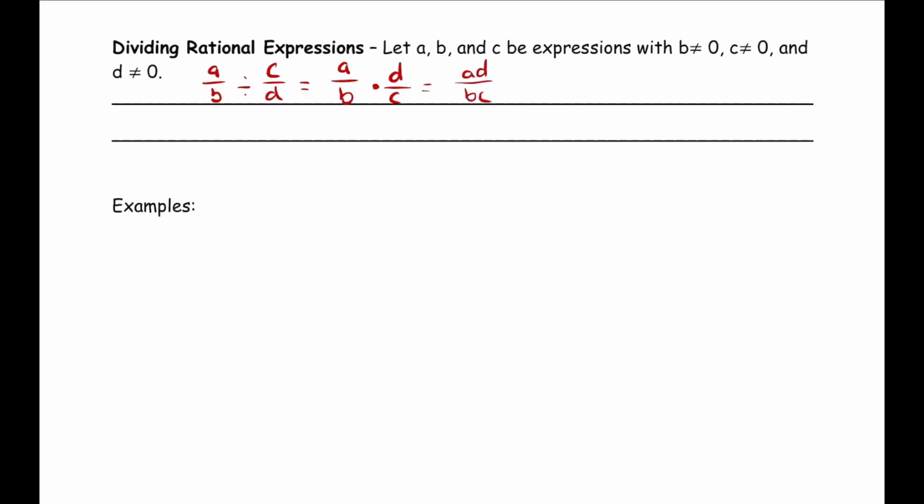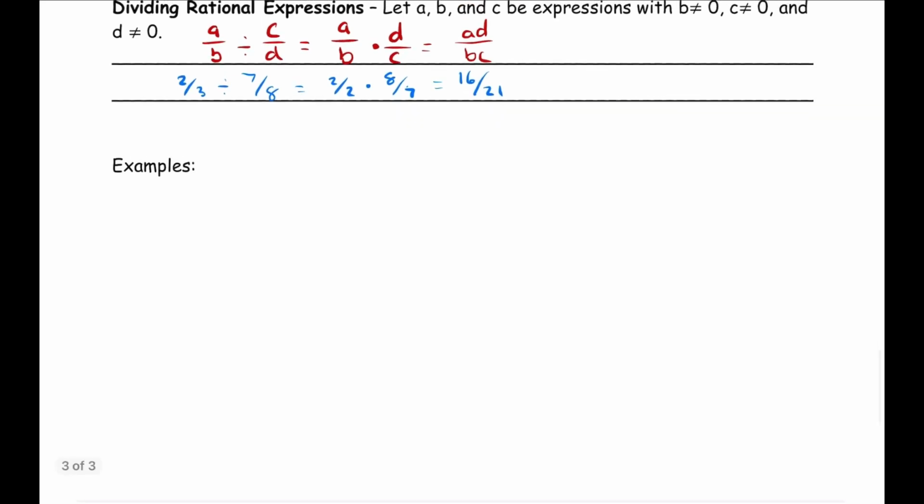Now, when you were in elementary school, you may have learned it as keep, change, flip. So 2/3 divided by 7/8. We would keep that first number the same, 2/3, change it to multiplication, and then multiply by the reciprocal, flip that fraction. Sorry, that's a 7, not a 3. And so we would end up with 16 over 21 if we were to treat that as just numbers. All right, so let's do an example here with a rational expression.